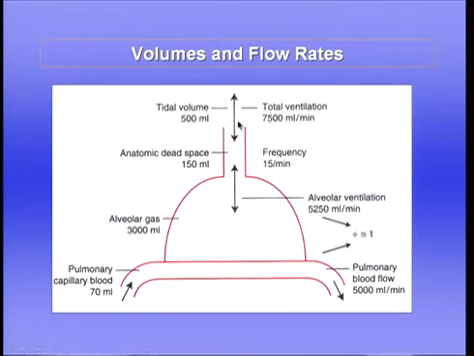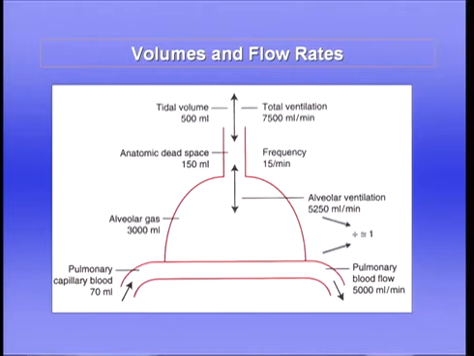But of course, not all of that gas gets to the gas exchanging regions of the lung. Some of it is left behind in the dead space. So the amount of fresh gas that gets to the gas exchanging regions per minute is going to be the tidal volume less the anatomic dead space, 500 less 150, 350 ml, times the frequency of 15, which gives us an alveolar ventilation in this example of 5250 ml per minute. This is by far the most important number on this scheme here, because the alveolar ventilation is critically important. It's the amount of fresh gas getting to the alveoli per minute, and a very important variable.